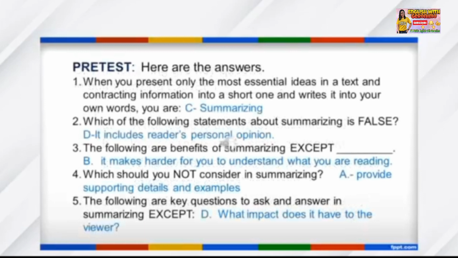Check your work with these answers. Number 1, C. Summarizing. Number 2, D. It includes reader's personal opinion. Number 3, B. It makes harder for you to understand what you are reading. Number 4, A. Provide supporting details and examples. And number 5, D. What impact does it have to the viewer?